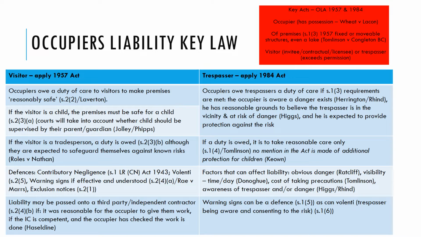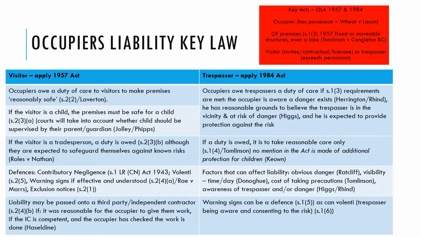Okay, so I've set out the key law underneath each area. On one of my tutorials for occupiers' liability, I do set this out in more of a diagram, which you might find a bit easier than a table. So we have to establish that there is a duty of care, and that duty of care is only to make premises reasonably safe, and that's for visitors and trespassers, in fact. But what goes over and above for the 1957 Act is that if the visitor is a child, the premises must be made safe for that child.